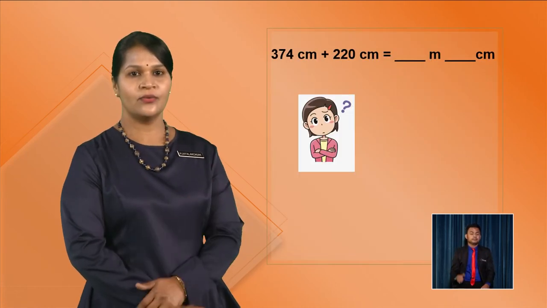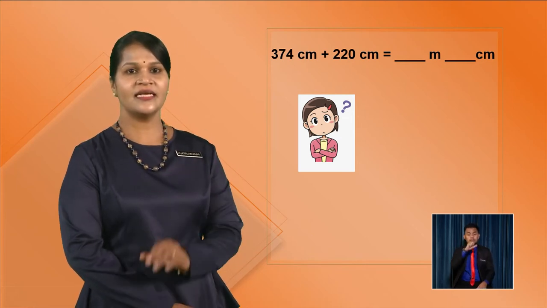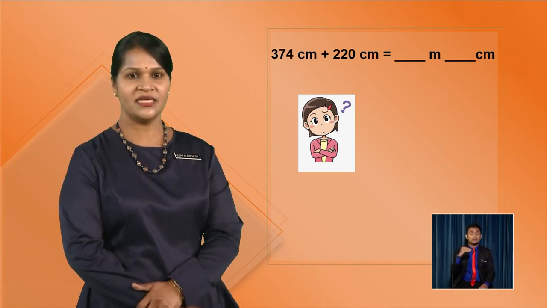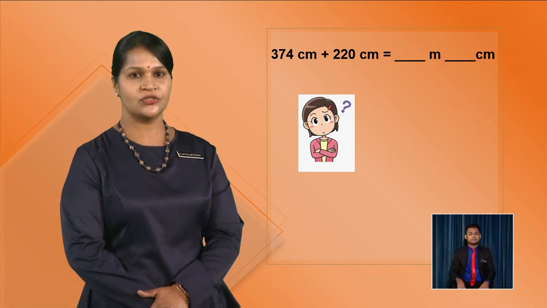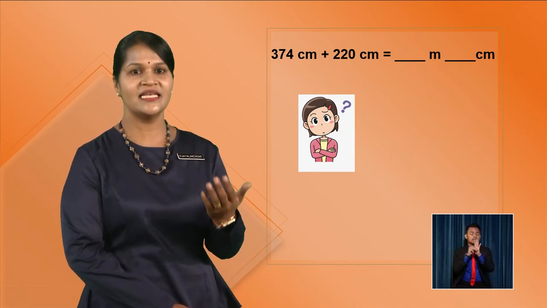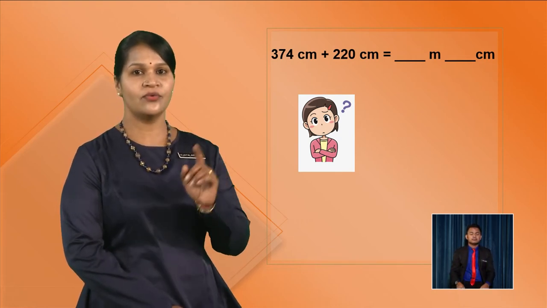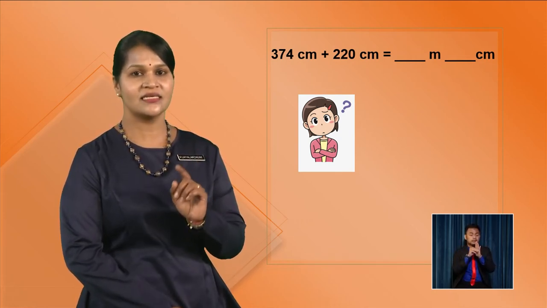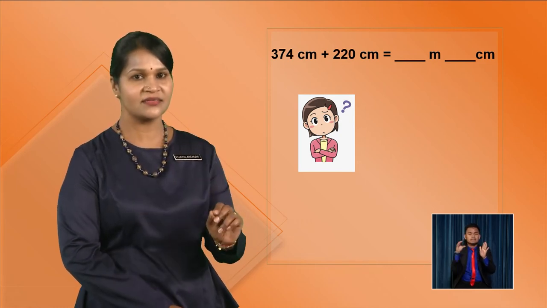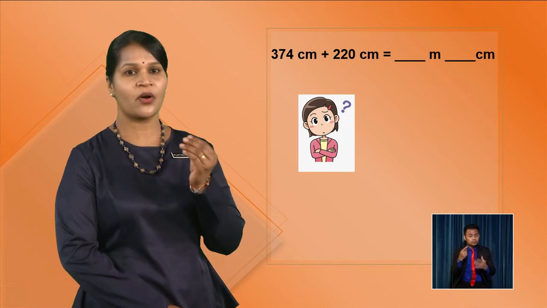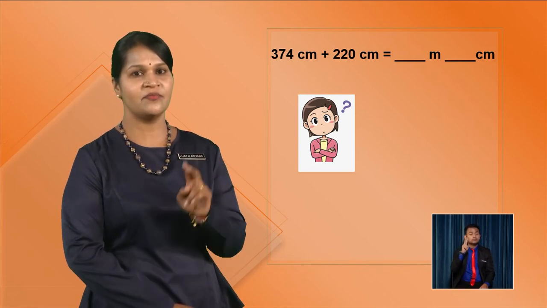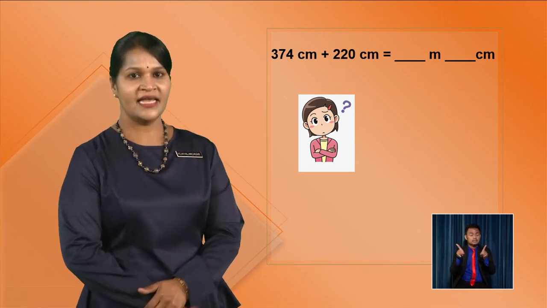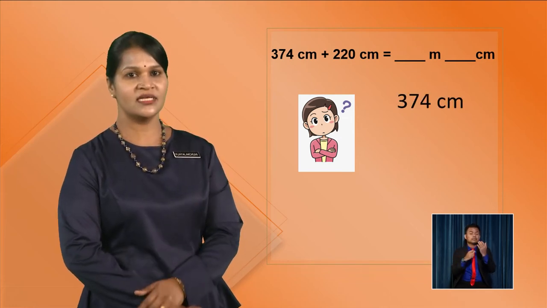Boys and girls, how about trying this? Let's see what the number sentence says. 374 centimeters plus 220 centimeters is equal to how many meters and centimeters? The values are in centimeter, but the answer must be in meter and centimeter. How do we solve this problem? Since the two values are given in the same unit, we know that we can add up by arranging the values in vertical form.